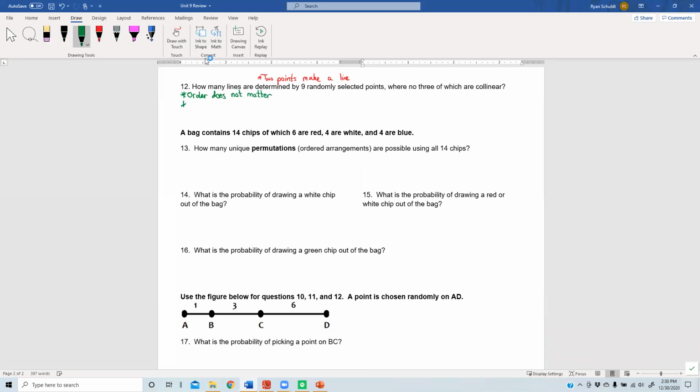Okay, again, focusing on 2 points here. If I pick this point, can I pick it again in order to get a line? No, I won't go anywhere. So once I pick a point, I can't pick it again. That means I'm doing this without replacement. Okay, so order does not matter. It's without replacement. This is a combination.